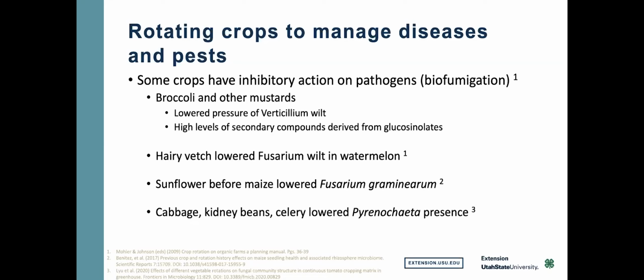And then looking specifically, there was a study looking at cucumber production, and the rotation of cabbage and kidney beans as well as celery, all were lowering a specific pathogen to it. So again, I cannot cover everything, but my advice would be, if you're dealing historically with a specific pathogen, to dive into the literature and to look if there are potentially beneficial crop rotations out there.